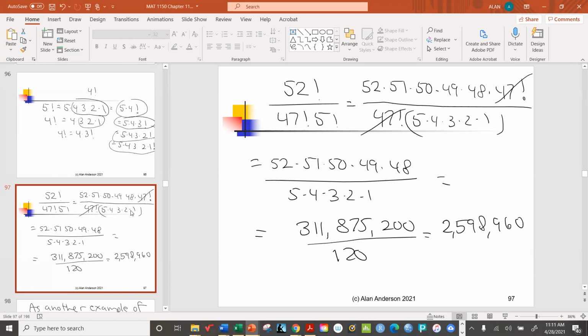So you've got about 311 million. It's still a big number in the numerator and 120 in the denominator. So it's about 2.6 million, which seems like a lot, doesn't it? That's a lot of hands.